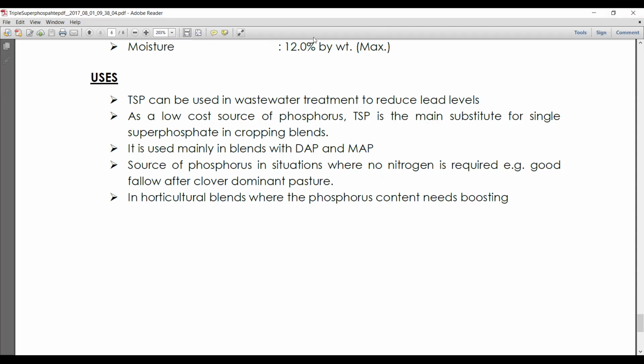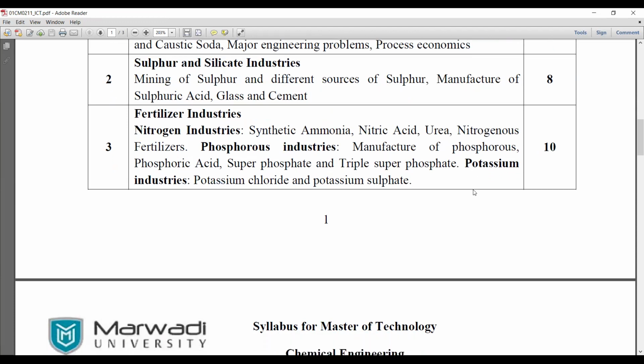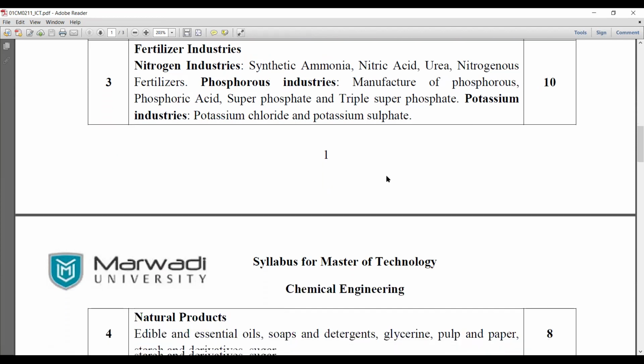So almost we have covered the phosphorus industry. Now we have to discuss the potassium industry. So if you can see at the screen, this is the syllabus. Phosphorus industries, we have seen the manufacture of phosphorus. We have discussed phosphoric acid. We have discussed superphosphate and triple superphosphate. So potassium industries, we will try to do it in the next lecture when we meet at 11:30. Okay, potassium chloride and potassium sulfate.